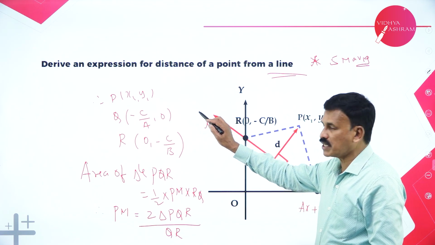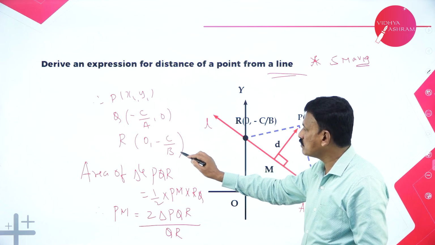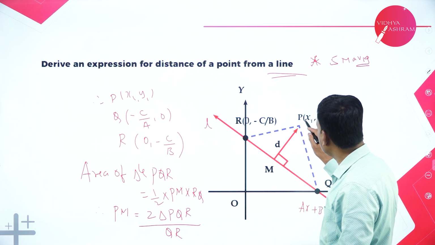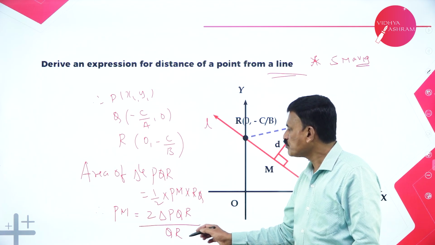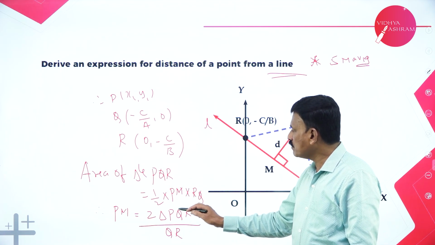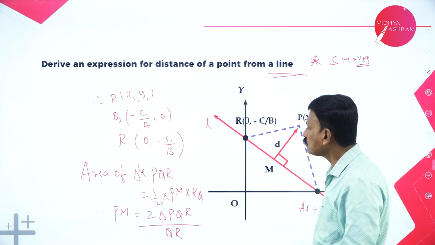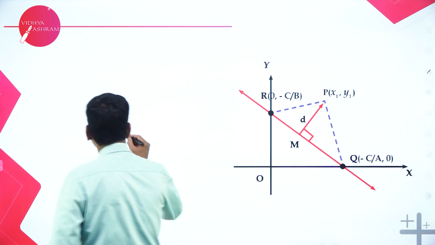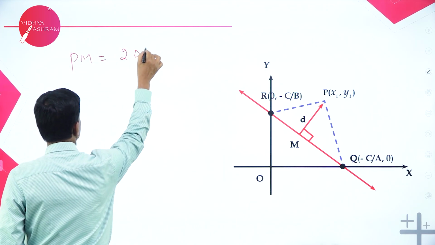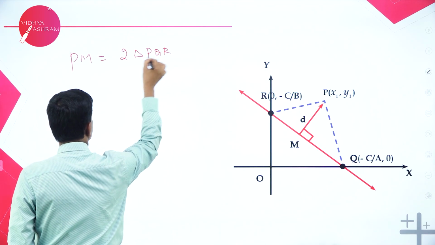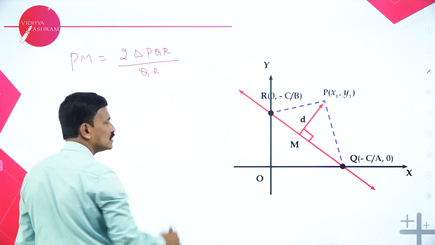Since P is (x1, y1), Q is (minus c by a, 0), R is (0, minus c by b), the area of triangle PQR is equal to half into PM into QR. Cross multiply it. If you cross multiply, PM is equal to 2 times the area of triangle PQR divided by QR. Now, I'll write here: PM is equal to 2 times area of triangle PQR divided by QR. Okay, right.